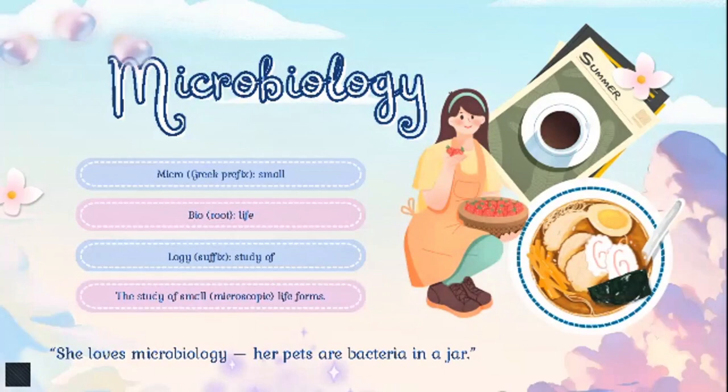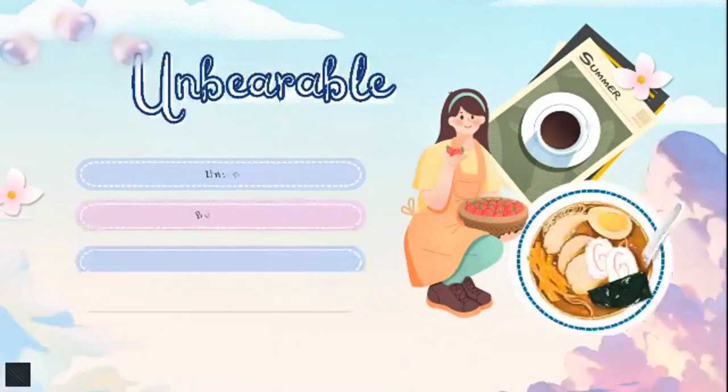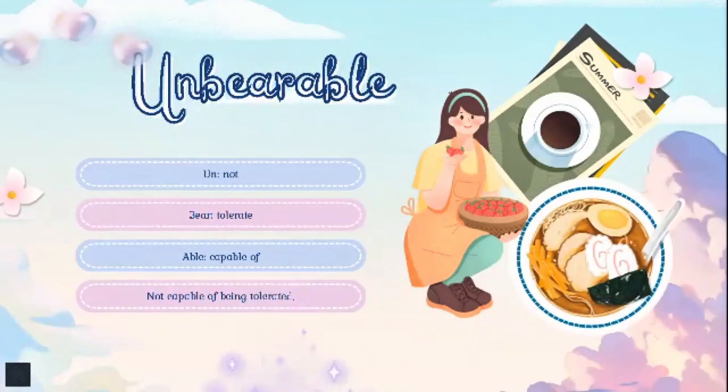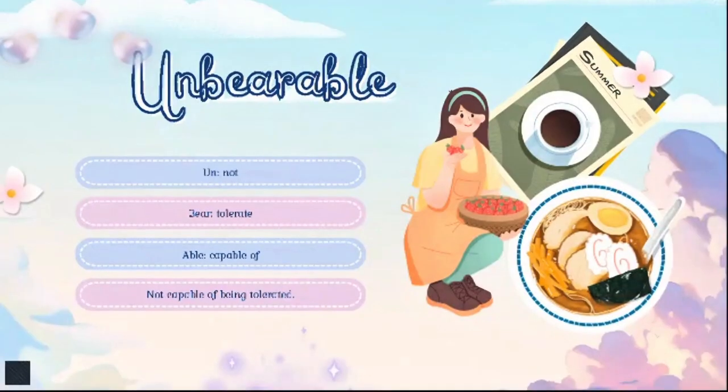Remember, if you see two words with the same root, they're probably related in meaning. Tremendously helpful, right? Now you are able to figure out what a word means, even if you never heard that before. So, what does unbearable mean? Let's break it down. Un means not, bear means tolerate, and able means capable of. So it means not capable of being tolerated. Oh, she definitely hated me.